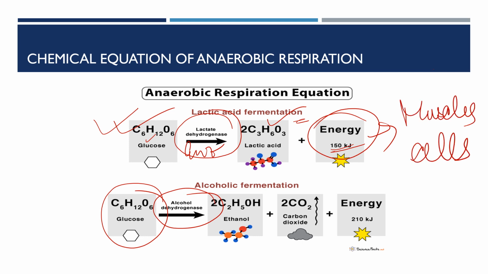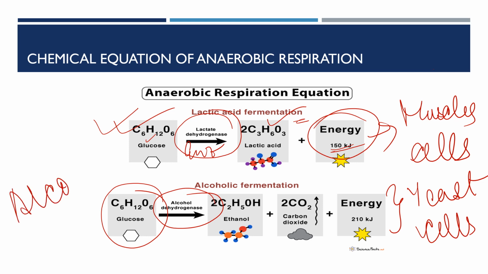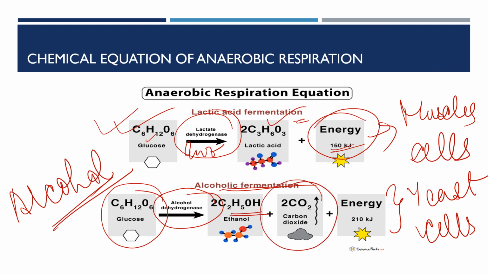Again, glucose in presence of alcohol dehydrogenase happens in the yeast cells. For that only, yeast is used for producing alcohol. This process is used in the alcohol industry. This is called alcoholic fermentation, where ethanol is produced, carbon dioxide is produced, and energy is released: 210 kilojoule of energy. Is it clear to everyone? Two types of anaerobic respiration are there. One is happening in our muscle cells and another is happening in the yeast cells. I think it is clear to you all now. Now we will move on to the next part.